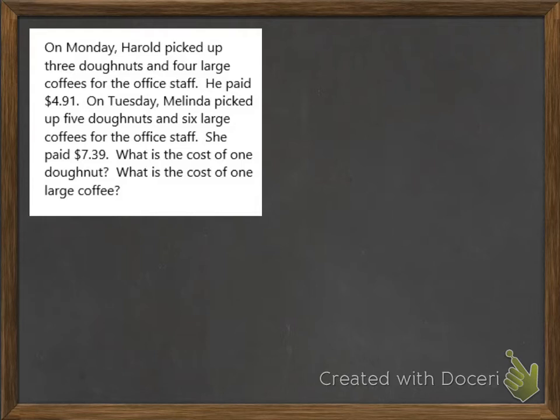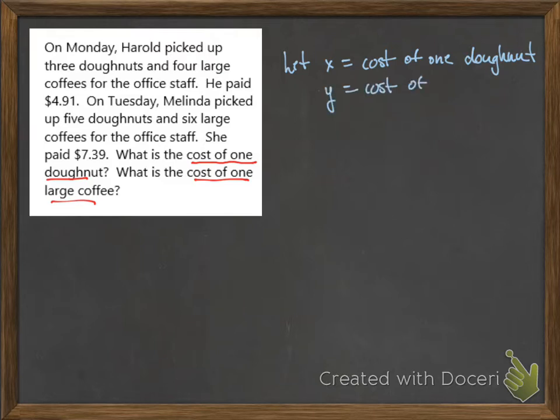So we see that we have 2 things that we need to solve for: the cost of 1 donut and the cost of 1 large coffee. So we're going to name variables to the things that we're looking for. We're going to let x be equal to the cost of 1 donut. We're going to let y be the cost of 1 large coffee. So we've named the variables to the things that we're looking for. Let's go back to the problem and see what other information they gave us.